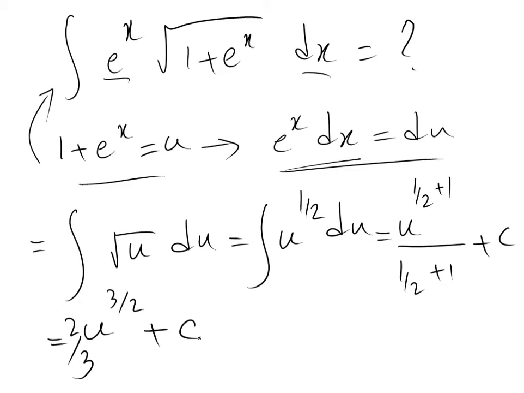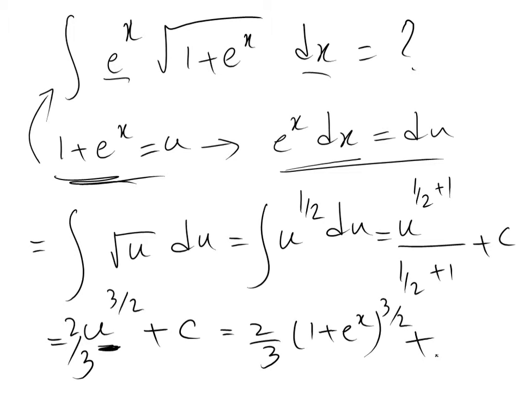So all you need to do at this stage is to replace this parameter u by this definition, which is equal to 2/3 times, instead of u I write 1 plus e^x to the power of 3/2, plus c, that is the constant of the integral. Okay, and that is the solution of this integral.